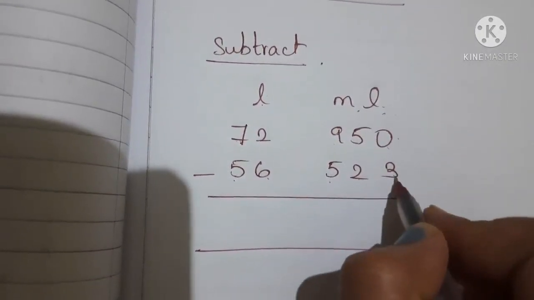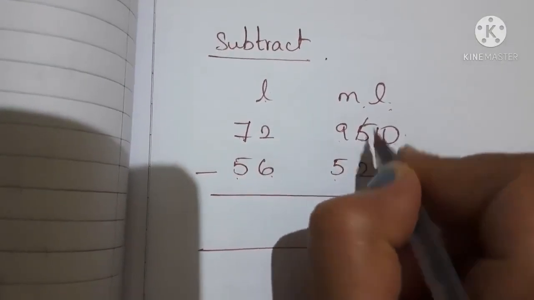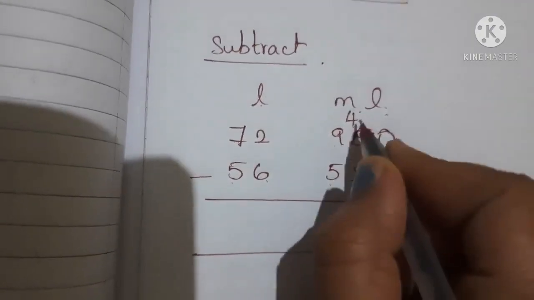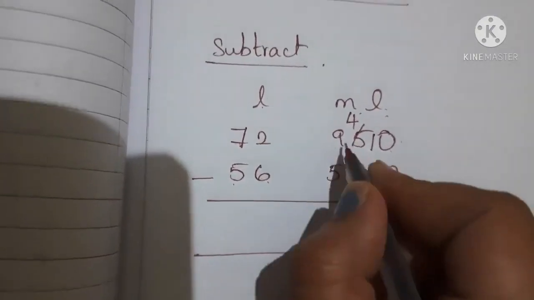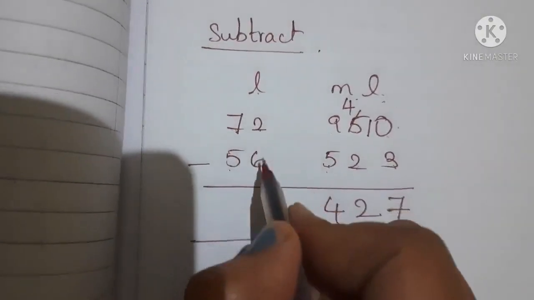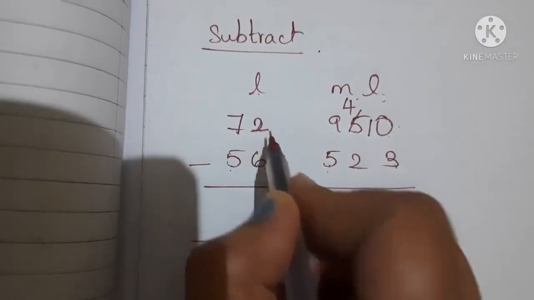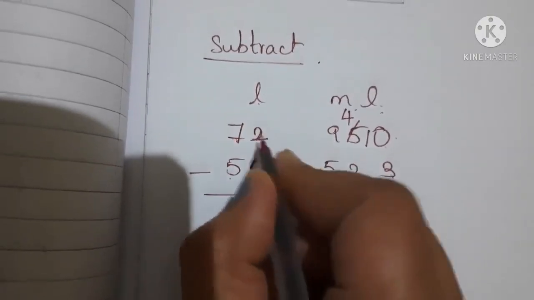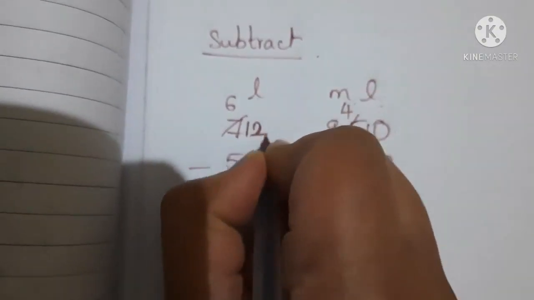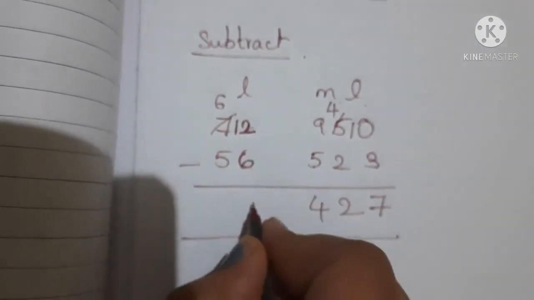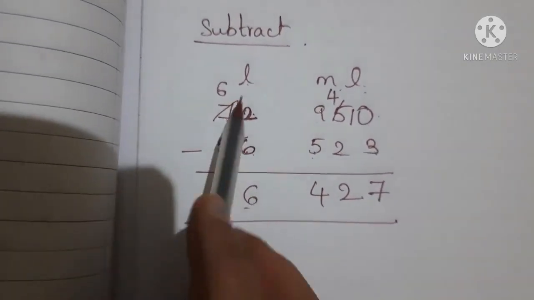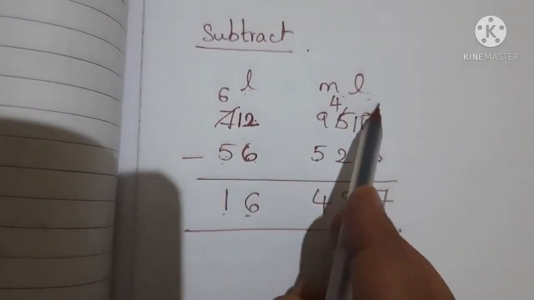0 minus 3 we can't remove. So we are taking a borrow from 5. 5 goes 4 and it becomes 10. 10 minus 3 is 7. 4 minus 2 is 2. 9 minus 5 is 4. Right. Now 2 minus 6. This is smaller number. So we can't remove big number from small number. So we are taking a borrow from 7. 7 goes 6 and 2 becomes 12. Now 12 minus 6 is 6. 6 minus 5 is 1. So the difference is 16 liters 427 milliliters.